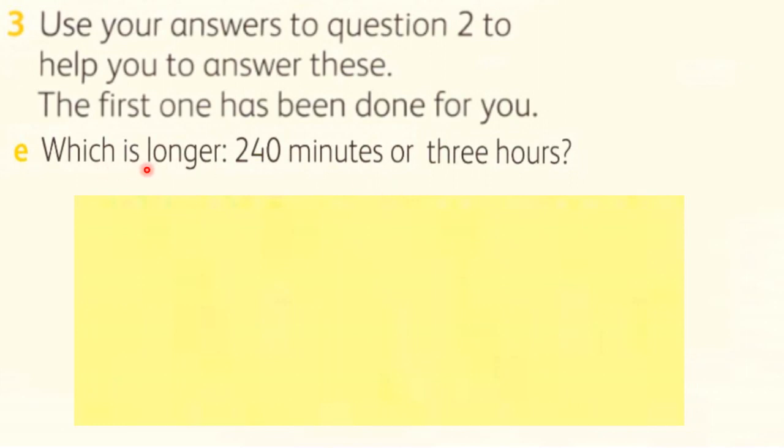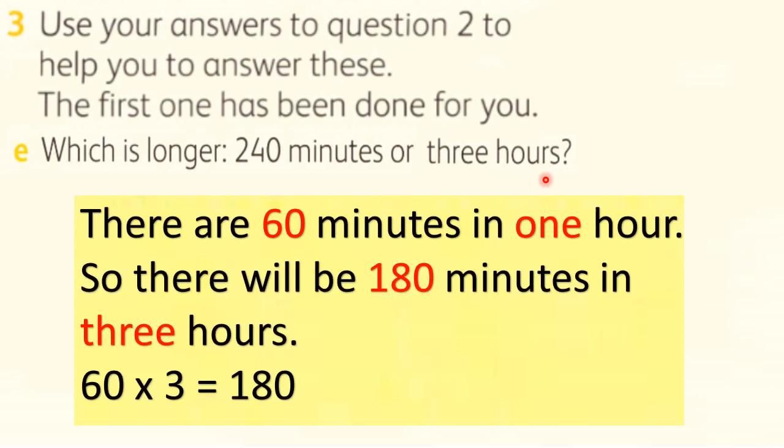Our last question, E. Which is longer, 240 minutes or 3 hours? There are 60 minutes in 1 hour, so there will be 180 minutes in 3 hours. 60 times 3 is 180. 180 is less than 240, so 240 minutes is longer than 3 hours.